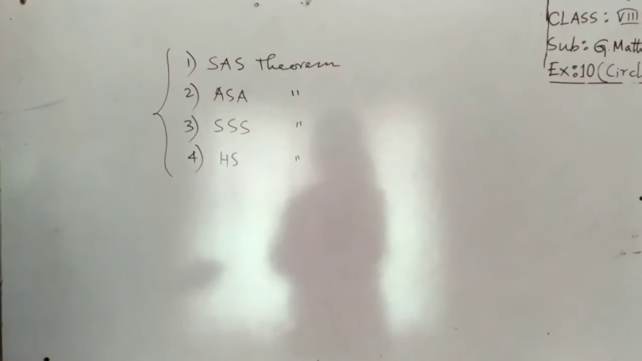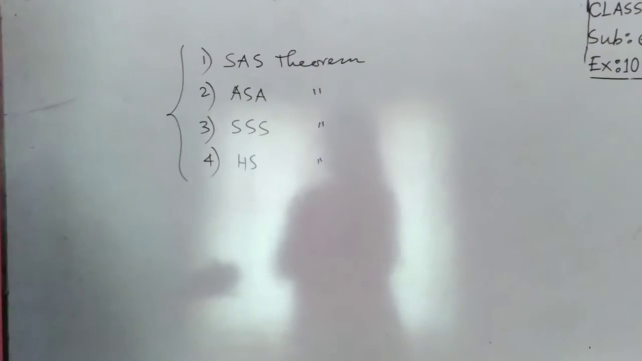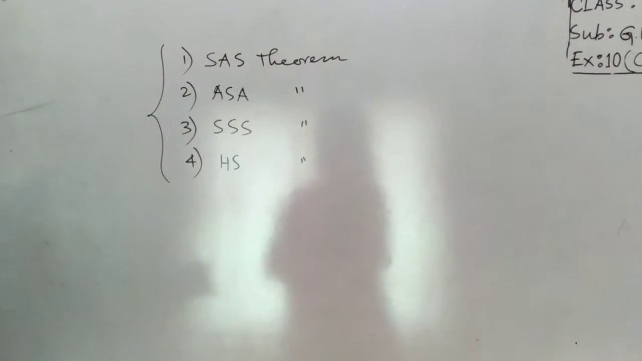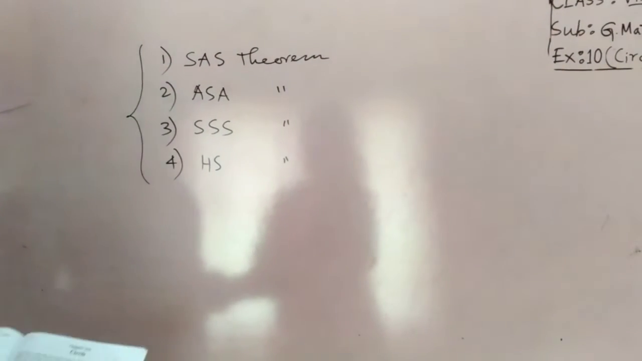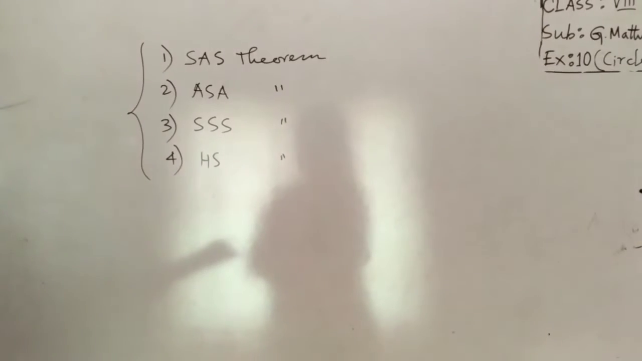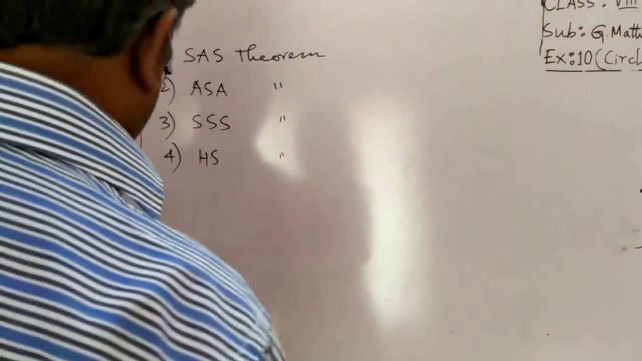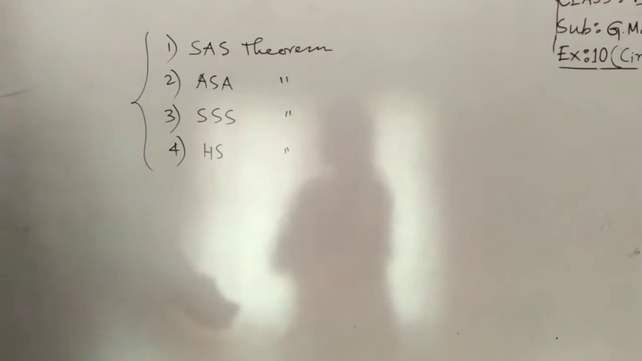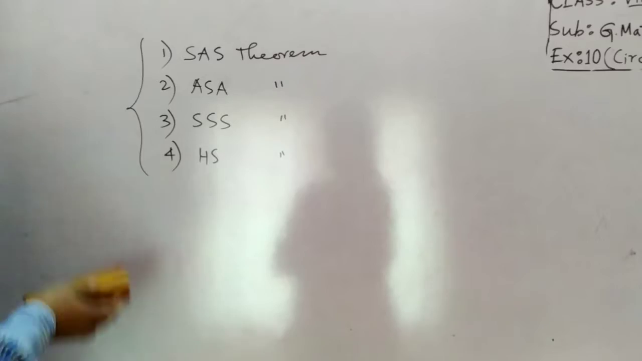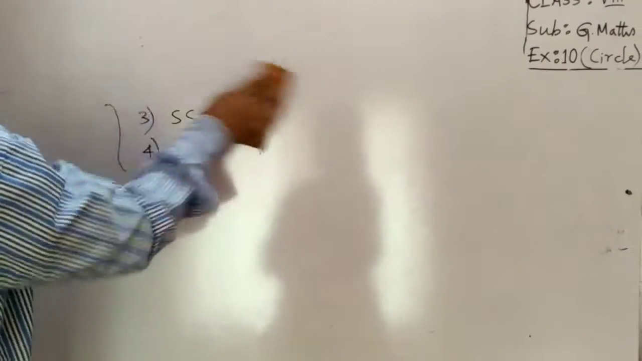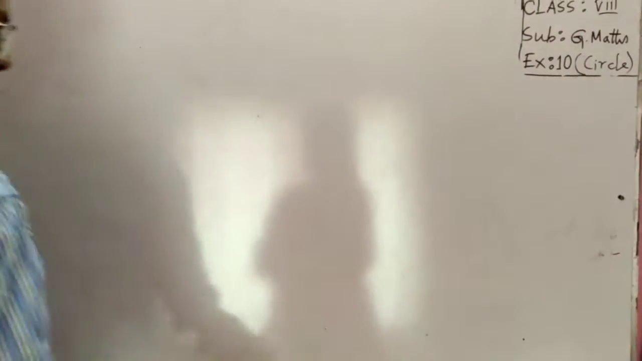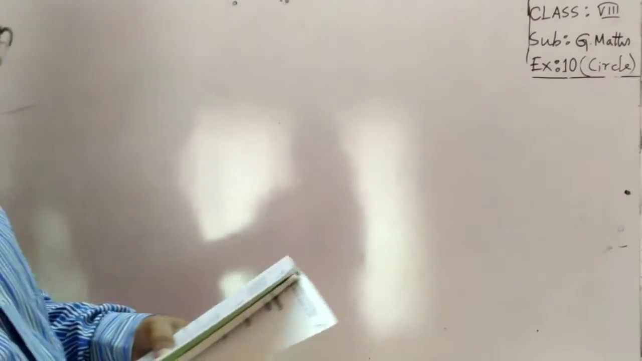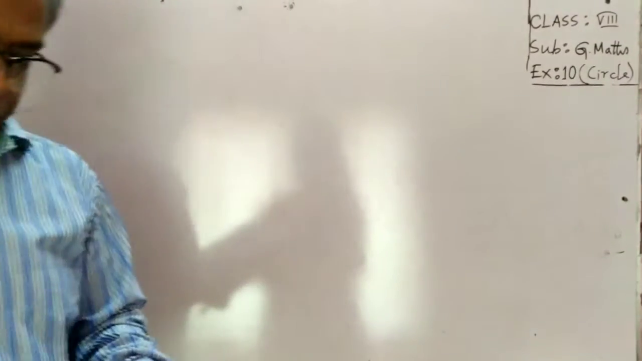You can use those theorems or rules to prove the theorems of circle. So at the end of the chapter, these are rules of congruence. Today I will discuss about circle.